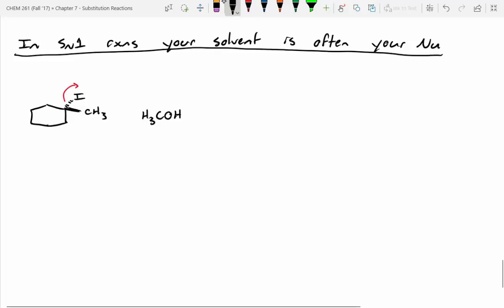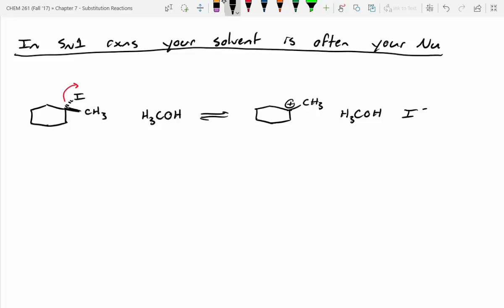That means the leaving group will fall off first. And I'm going to show this with equilibrium arrows. Okay, and then we've got this methanol floating around. And we've got our iodide that fell off. Why did I show this with equilibrium arrows? Yeah, the iodine could theoretically attack back in and we could go the opposite direction. So you can show this with equilibrium arrows. All right, if the iodine attacks back in, we're not making forward progress. So what will our other nucleophile likely be?